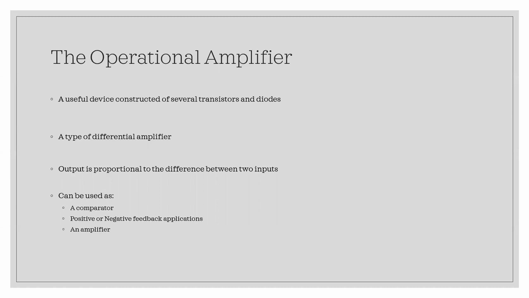They can be used as comparators, where two inputs are compared to each other and the output tells us which value is higher. They can be used in positive or negative feedback applications, which we're going to go over in some detail during this lecture. And they can also be used as an amplifier, which makes a small signal larger, which is where they get their name from, operational amplifier. And with that, let's look at some basic properties.